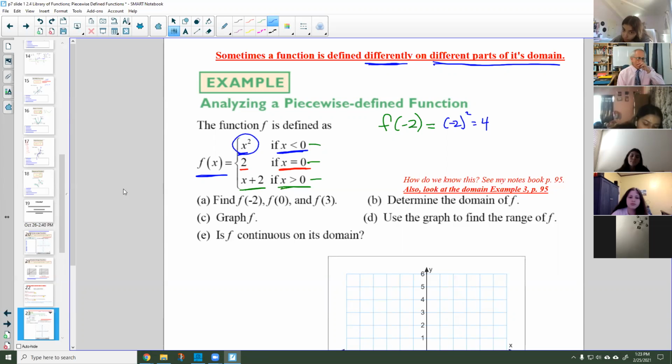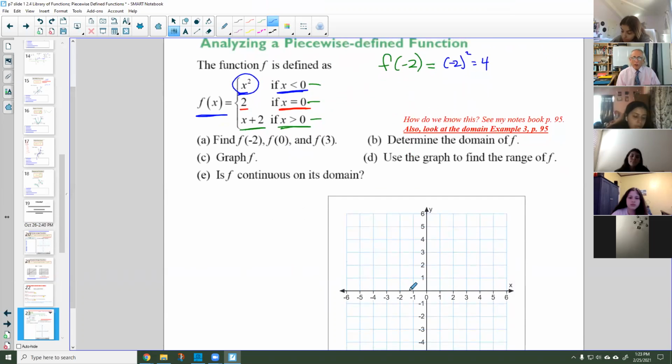All right, let's plot that point then. So I have my x value is -2 and my y value is 4. That point's going to be right here. We'll make that in blue since that's the blue part of the function. Okay. So next piece. Well, I want to find f of 0.